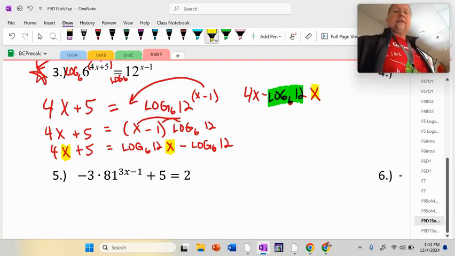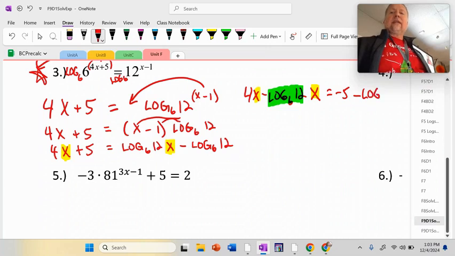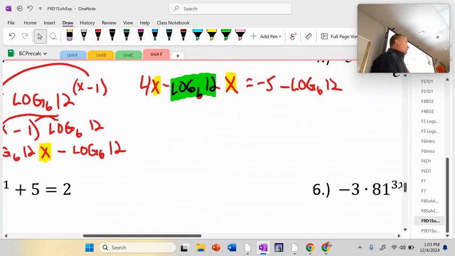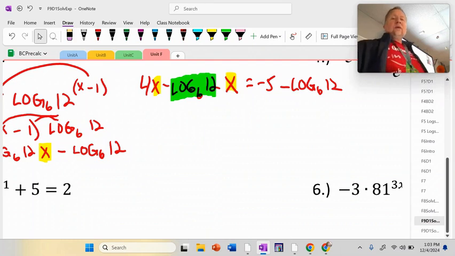By the way, x and x, what are good FOILers, everyone? And then I'd have to subtract 5. So honestly, this would be negative 5. I hope I wrote that. I think I might have lost the negative. Sometimes my memory is not as great as it should be, but right? I subtract 5 from both sides, and then the negative log base 6 of 12, they're both negative.